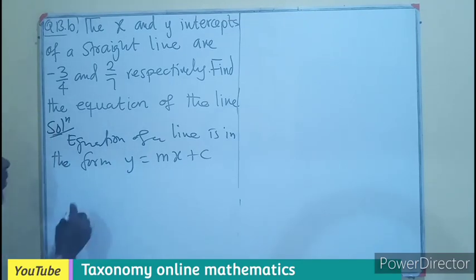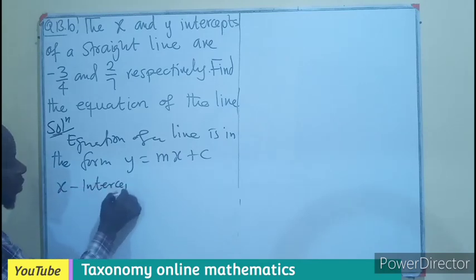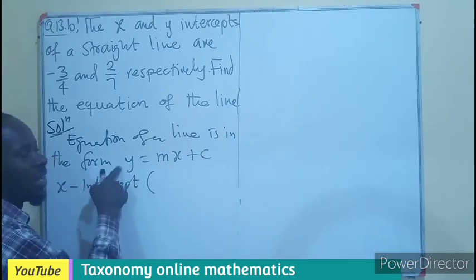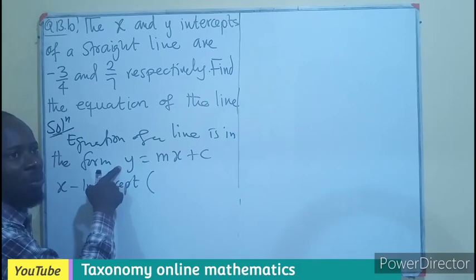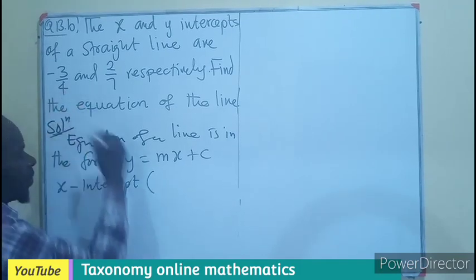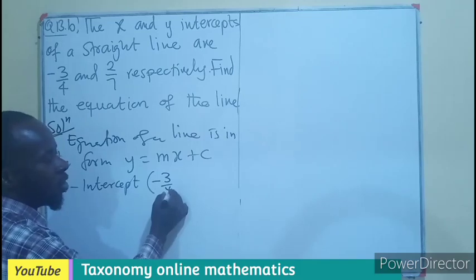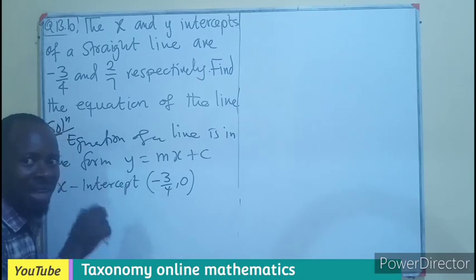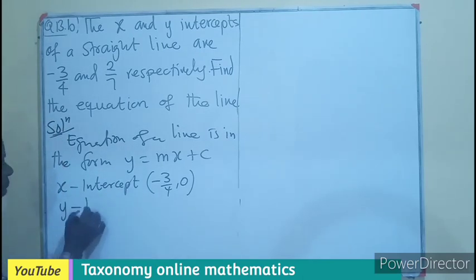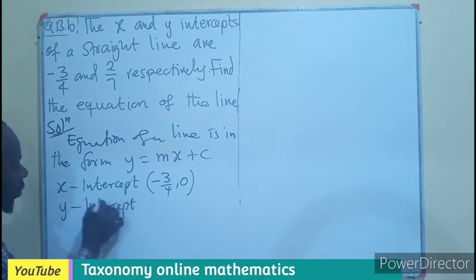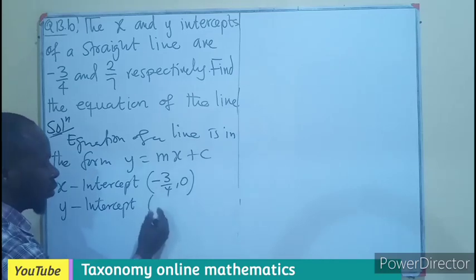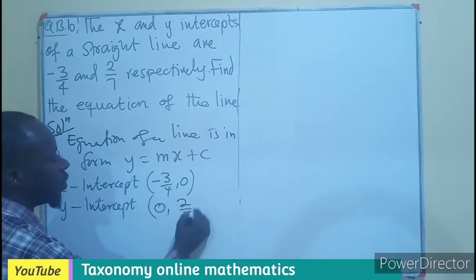Also, if I am taking the x-intercept, it is when we are making y 0, right? Before I can get the intercept on the x-axis, which is this: -3/4 on the x-axis, 0 on the y-axis. That is the point of the x-intercept. Then the y-intercept will also have its point when x is 0. Then y becomes the constant, so 0 and 2/7.